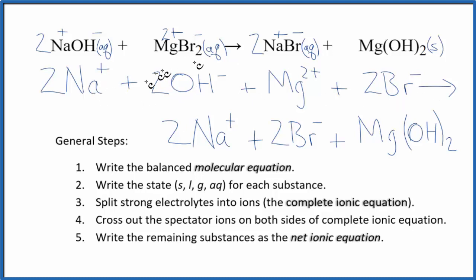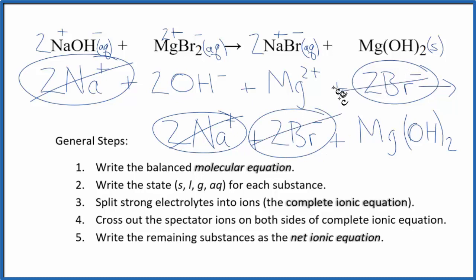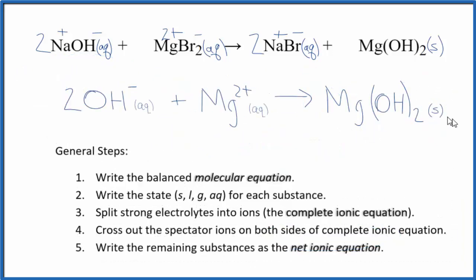I can see in the reactants here I have 2 sodium ions, and in the products I have 2 sodium ions. Let's get rid of those. 2 bromide ions, products, 2 bromide ions. They're gone. And what's left is the net ionic equation for NaOH plus MgBr2. I'll clean it up and write the states in. We'll have our net ionic equation. And this is the balanced net ionic equation for NaOH plus MgBr2.